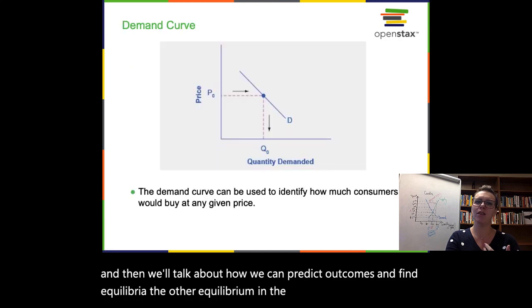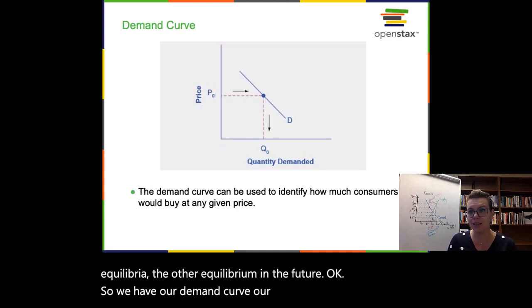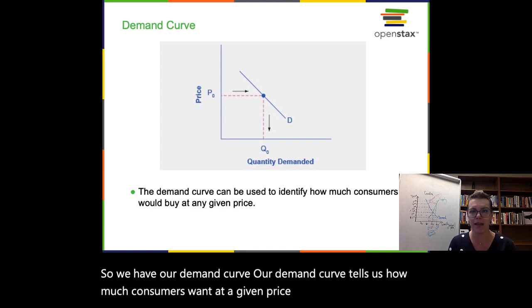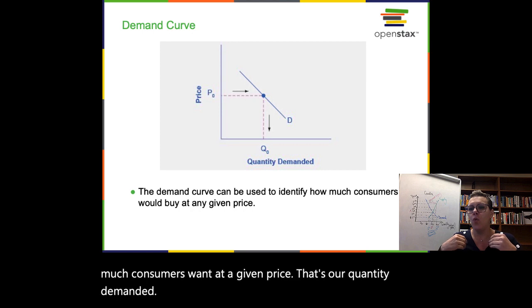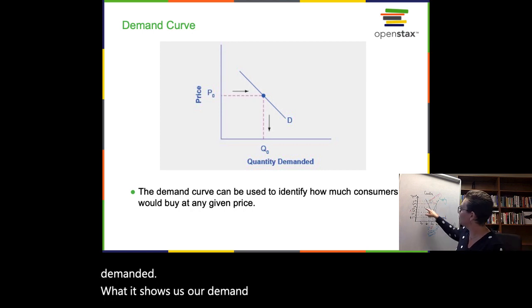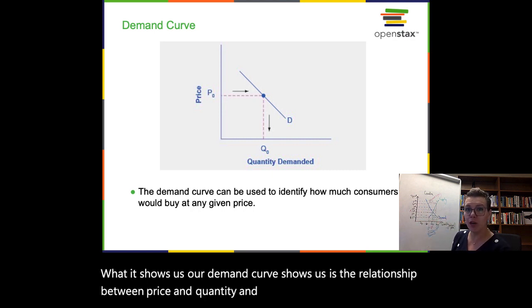Okay? So we have our demand curve. Our demand curve tells us how much consumers want at a given price. That's our quantity demanded. What it shows us, our demand curve shows us, is the relationship between price and quantity. And we respond to changes in price.